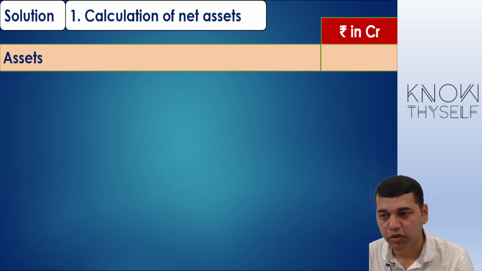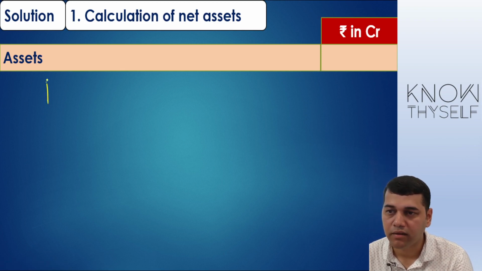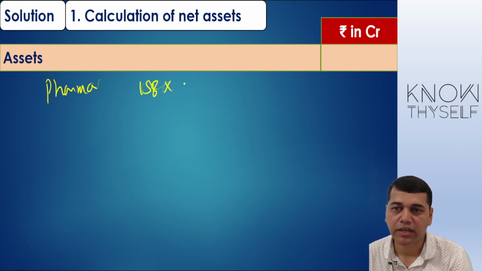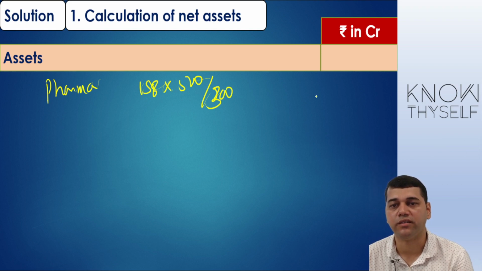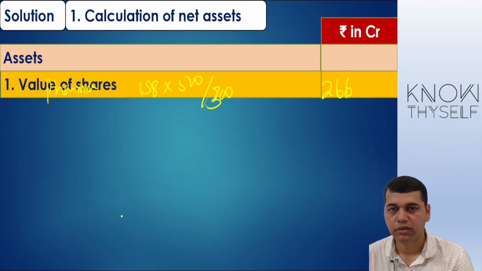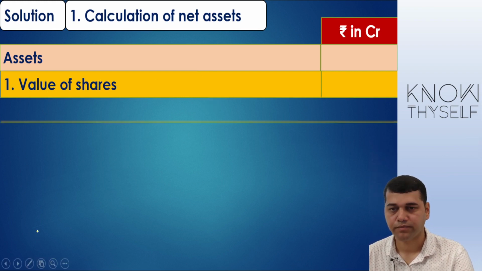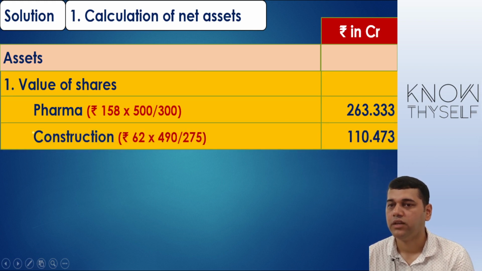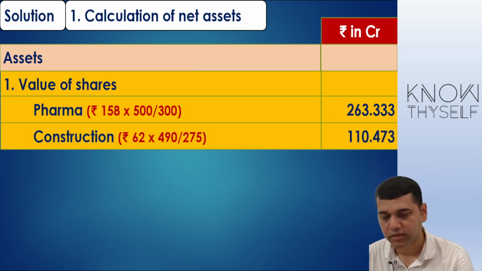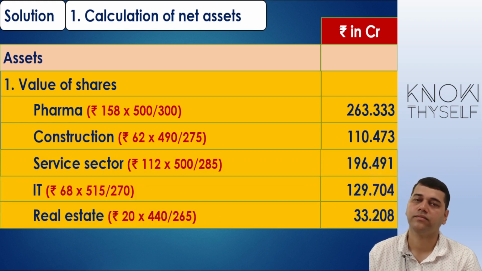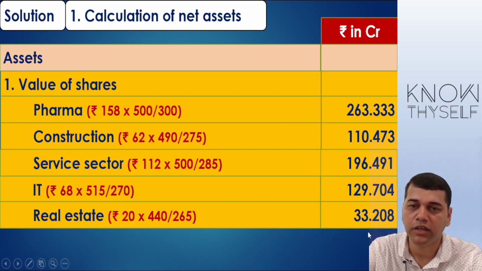I will do it one by one because they have given me pharma specifically. What is my pharma value? 158 into today's index of 500. When you invested, the index was 300. So I get 266.333. Then I go to the construction, 62 into 490 by 275. I'll go to the service sector, IT sector, real estate sector. So I get the value of the total shares.